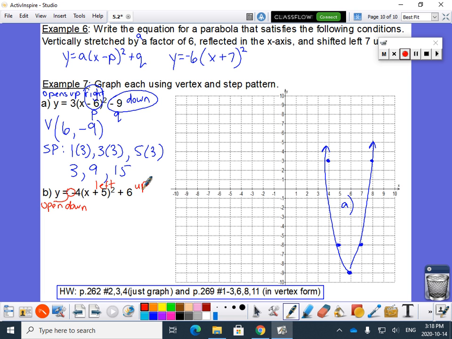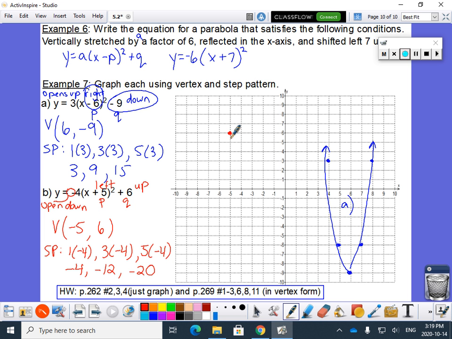Up 6 units. Okay, so let's get our vertex. So P and Q, we know that this is P, this is Q. If there is a plus in front of it, we know that was really negative, right? Because it's opposite. And the step pattern, our A value is -4, so it's really like 1 times -4, 3 times -4, 5 times -4, and we get -4, -12, -20. So let's plot our vertex, -5 and 6.